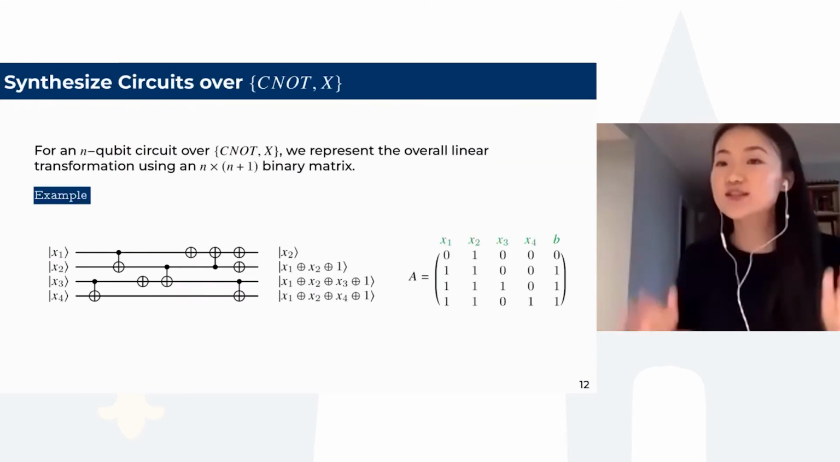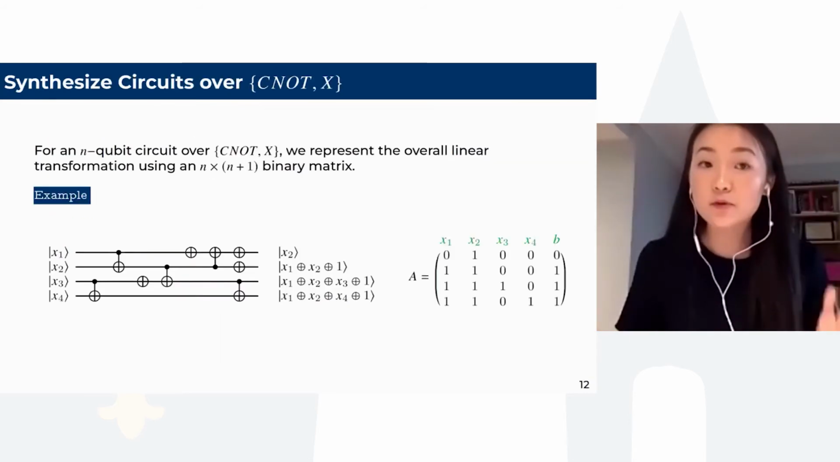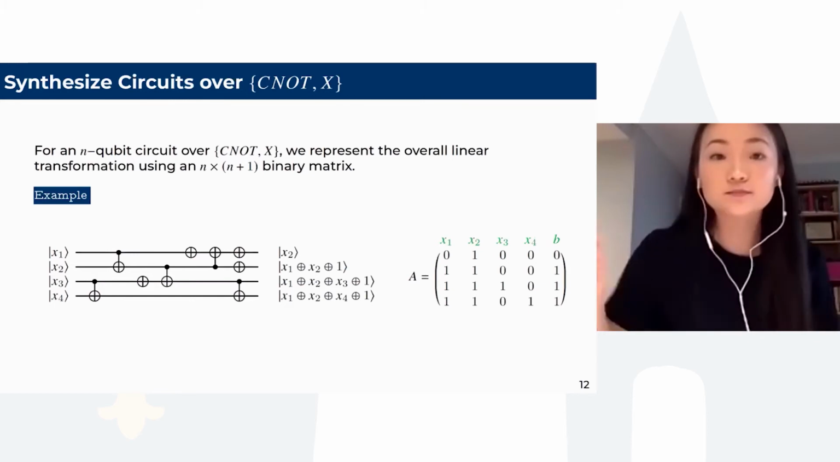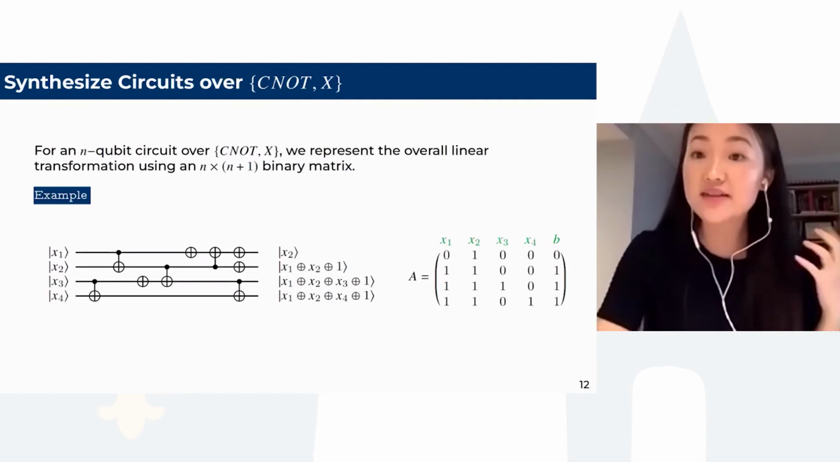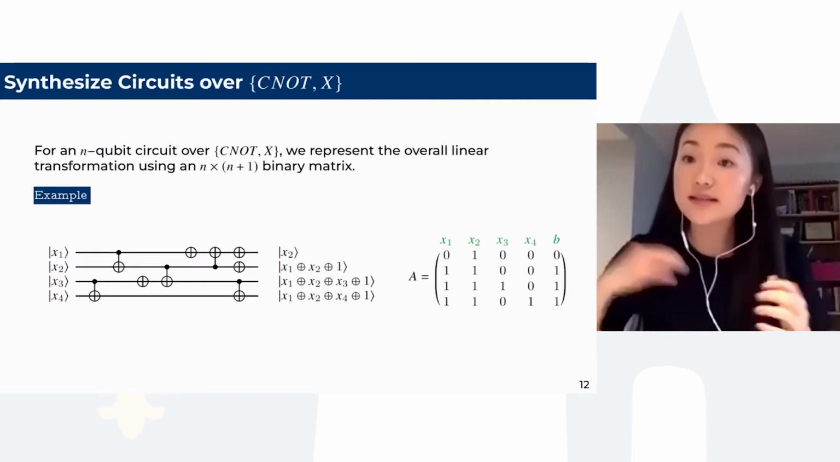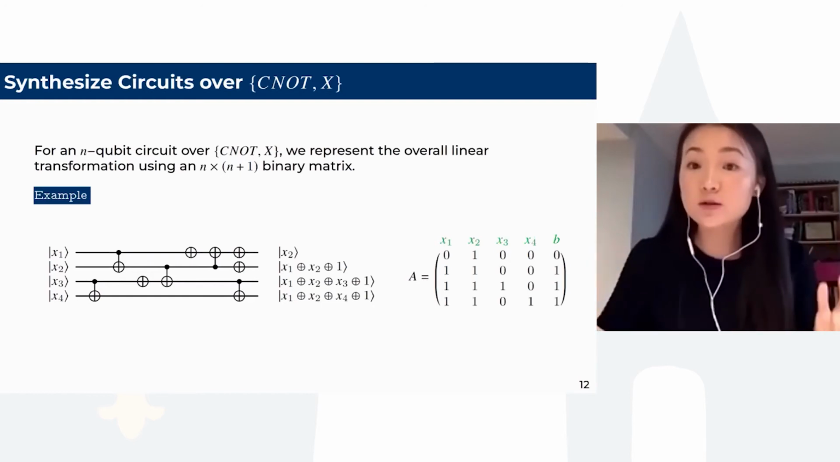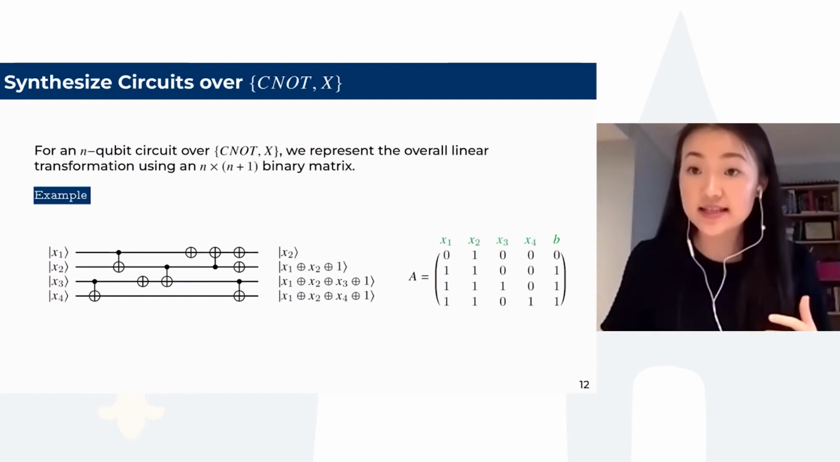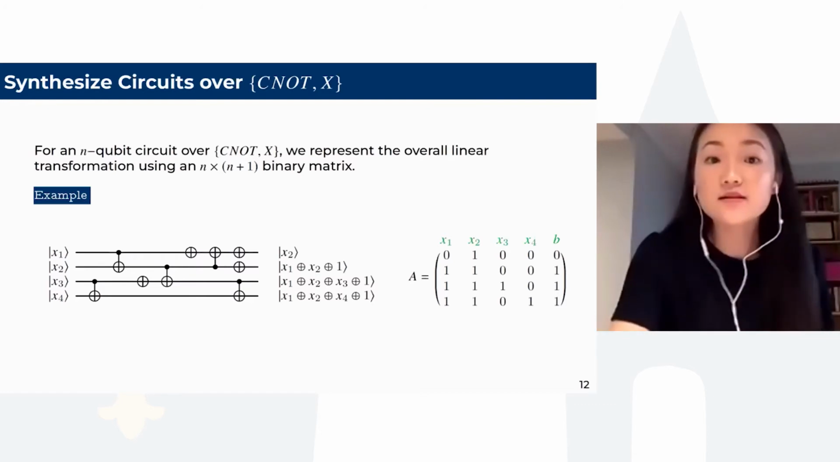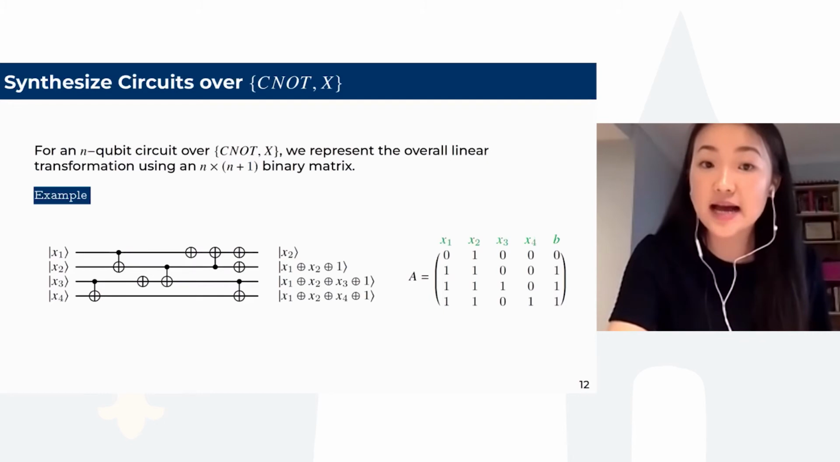All right, so let's start with a simple example where we are synthesizing a circuit over the CNOT gate and the NOT gate. Suppose we have an n-qubit circuit. Since this circuit is composed of only the CNOT and NOT gates, we can derive an overall linear transformation that is represented by an augmented matrix. Here, this matrix is of dimension n times n plus 1.